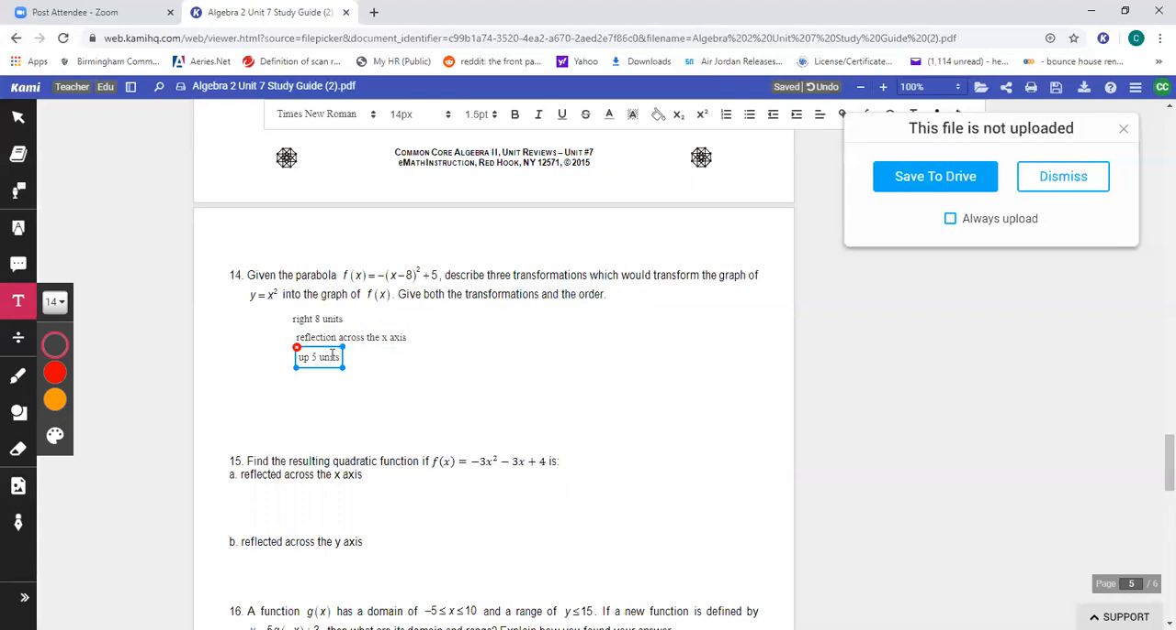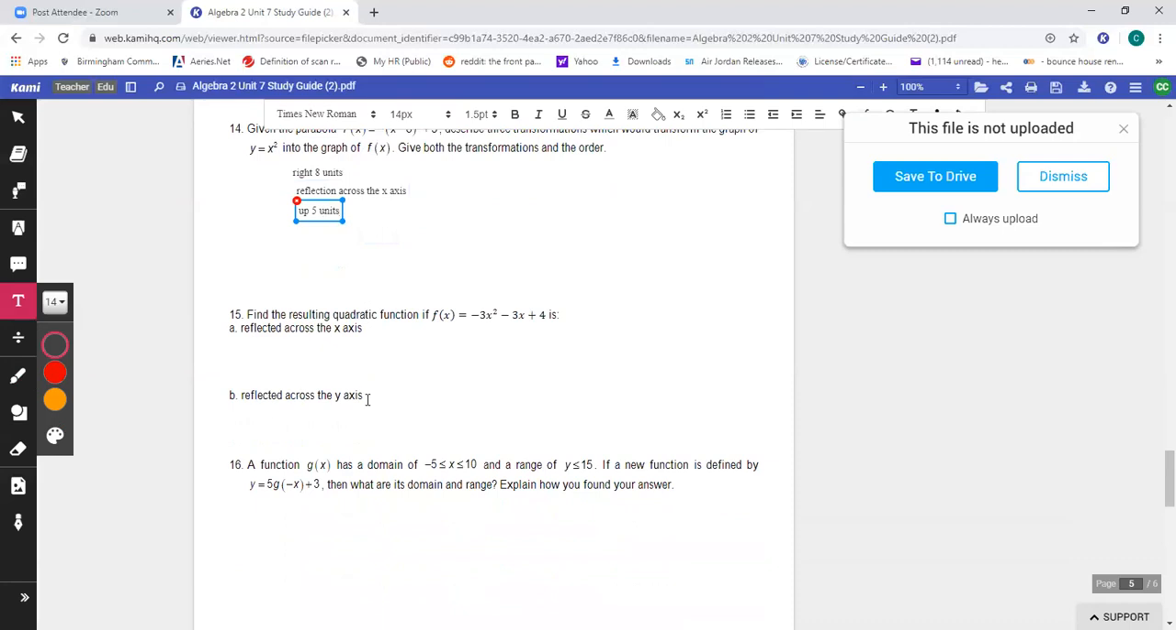By the way, people are going to ask, how do I know the order? Well, one of the ways to think about the order is start with the x and then start on the inside and work your way out. So the first thing that you see attached to the x is the -8. So I'm going to go right 8. Then after that, there's the minus sign just to the outside of it. So that's a reflection across the x-axis. And then up 5 units. Now, I won't mark you wrong if the first two are switched. Just remember the up and down always have to be last. Number 15.